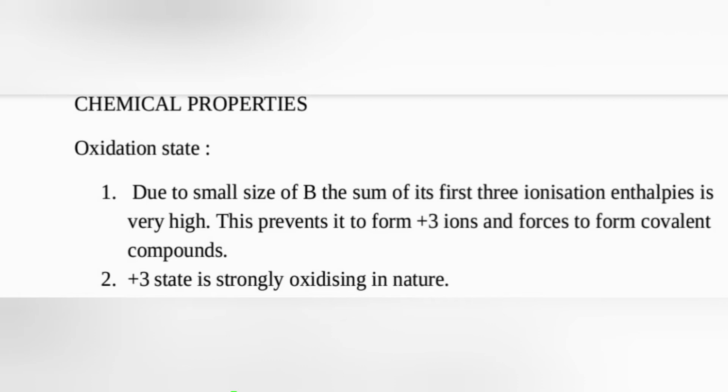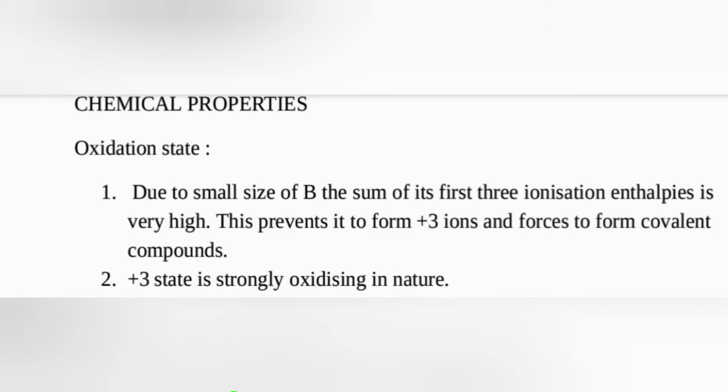First one is oxidation state. Due to the small size of boron, the sum of the first three ionization enthalpies is very high. This prevents it from forming +3 ions and forces it to form covalent compounds. The +3 oxidation state is strongly oxidizing in nature. The rest of the members show +1 and +3 oxidation states.